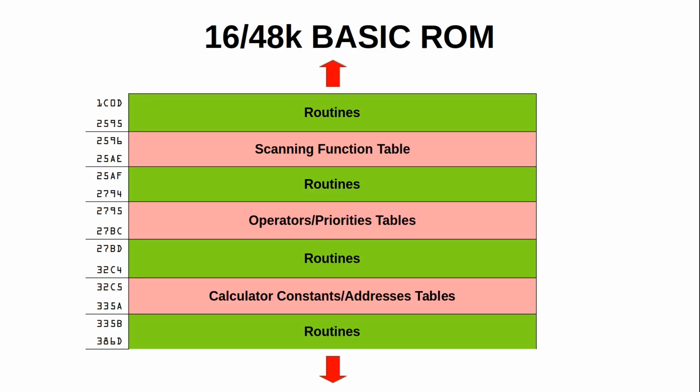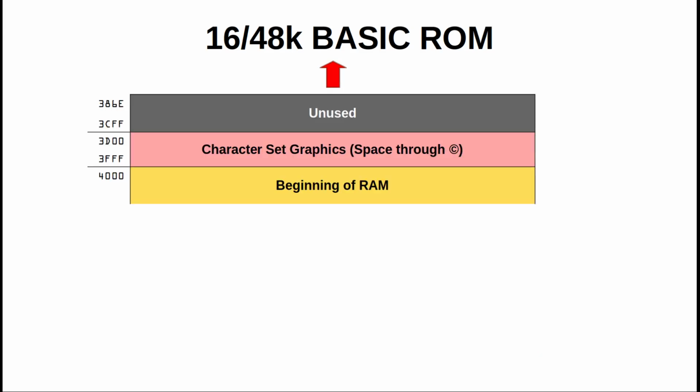Then we have the tables and routines that are used for evaluating mathematical expressions, including the order of operations, in case you forgot the mnemonic you learned for that in school. After all that math stuff, we get to the end of the code in the ROM, which is followed by 1,170 unused bytes, which have all their bits set so it will look like a big sea of FFs in a hex dump.